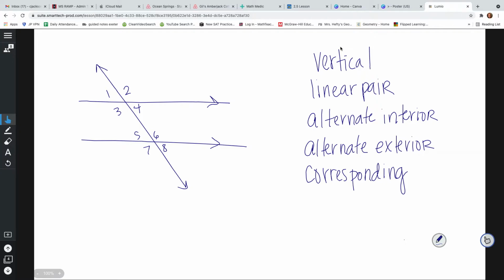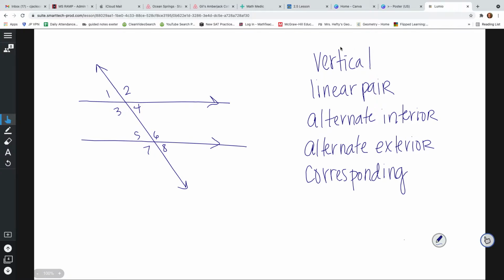So what would angle 1 be corresponding with? 5. What about angle 4? 8. And if those lines are parallel, corresponding angles are going to be congruent.